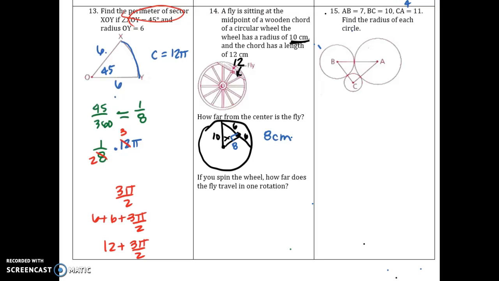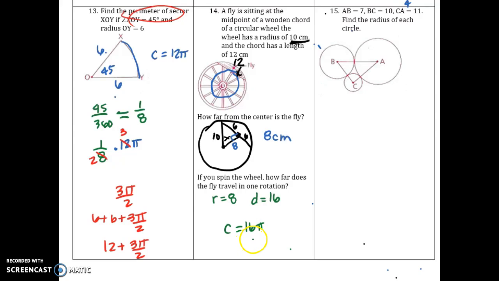And then the next one, if you spin the wheel, how far does the fly travel in one rotation? So it's not really asking for the circumference of the wheel. It's asking for how far the fly itself travels. So the fly is closer to the center of the circle than the edge of the circle is. So you would actually use this measurement you found right here. Your radius of your fly circle is 8. So your diameter would then be 16. And then your circumference of your circle, which is basically what you're finding, would be 16 pi.